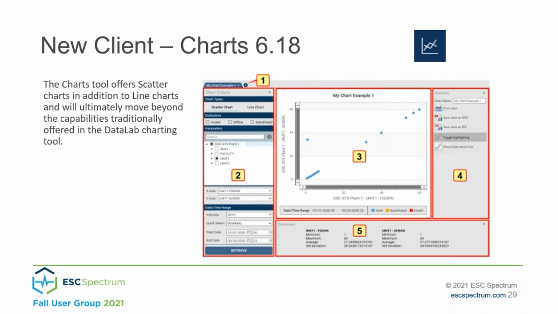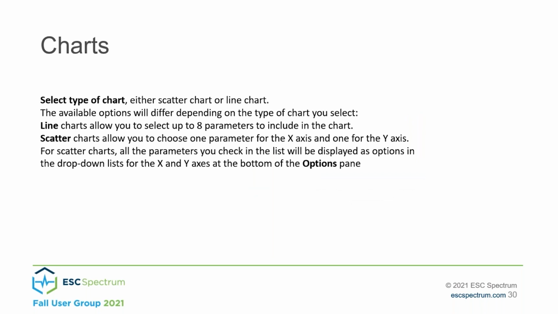You can see data in line or scatter plots. Then 4, you have options depending on what's selected in the chart area. And then 5, whenever you have something selected, it's going to automatically show you a quick summary, similar to the grand summaries that we talked about in DataLab. These line charts allow you to select up to 8 parameters in the selected chart. The scatter charts allow you to choose 1 parameter for the x-axis and 1 for the y-axis.